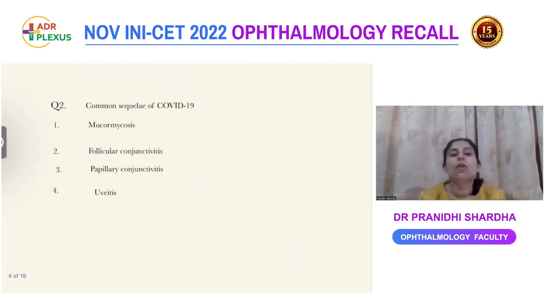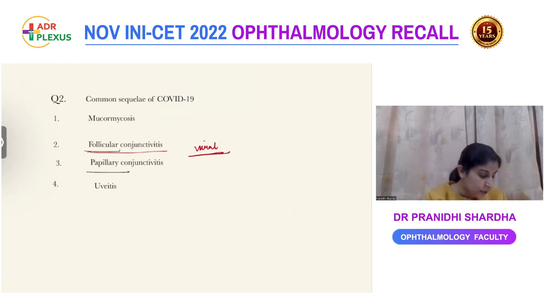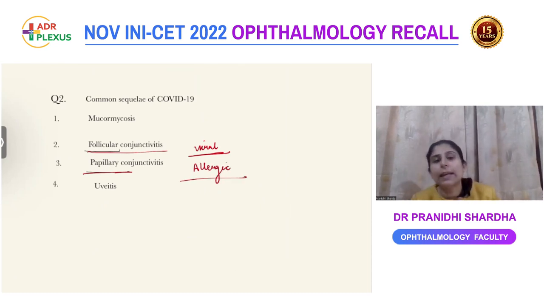The second question is, common sequelae of COVID-19. The most common manifestation of COVID-19 is conjunctivitis. Now, here are two options of it. One is follicular and the other is papillary. We know that follicular conjunctivitis is a feature of viral infection. Viral infections cause follicular conjunctivitis, while papillary conjunctivitis is a manifestation of allergic conjunctivitis. COVID-19 is a form of viral conjunctivitis, so the answer will be follicular conjunctivitis.